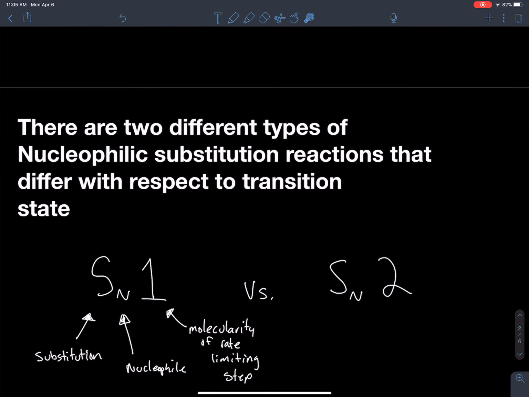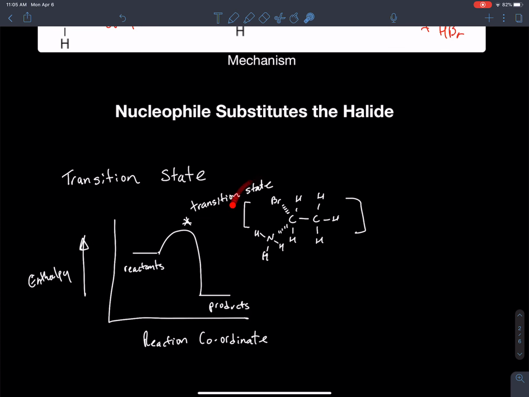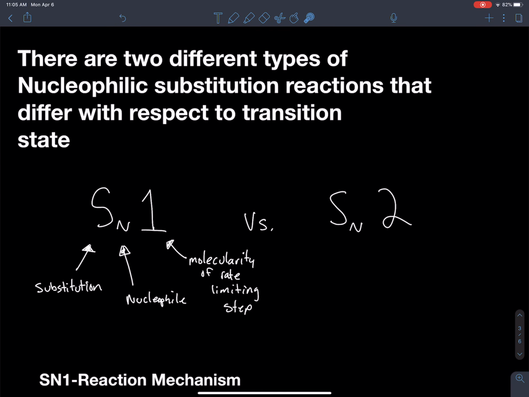Okay, so there are two different types of nucleophilic substitution reactions that differ with respect to that transition state. So again, this transition state can be different, all right? And we're going to learn about that for the last bit of this video, okay? So we have two different types. You have an SN1 reaction and an SN2 reaction.